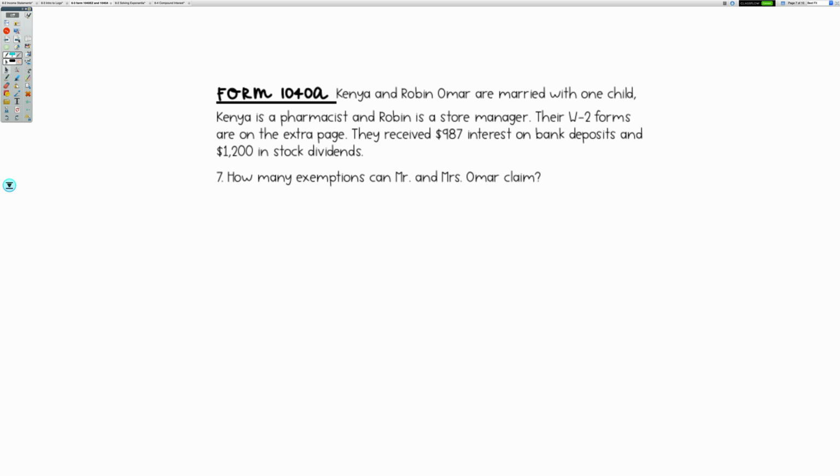Anyways, so the main difference is just dependents for a 1040A. So Kenya and Robin Omar are married with one child. Kenya is a pharmacist and Robin is a store manager. Their W-2 forms are on the extra page, on the back side. This is the Omar family. They receive $987 in interest on a bank deposit and $1,200 in stock dividends.